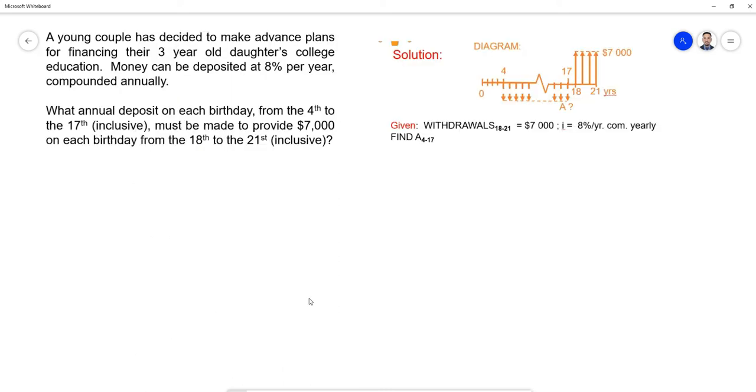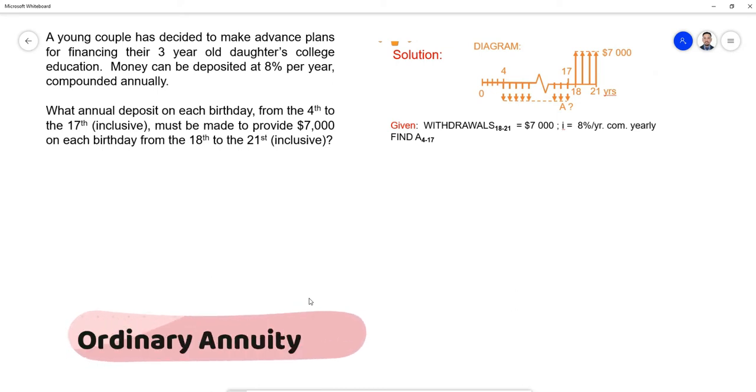Next problem, a young couple has decided to make advanced plans for financing their 3-year-old daughter's college education. Money can be deposited at 8% per year, compounded annually or yearly. What annual deposit on each birthday from the 4th to the 17th must be made to provide $7,000 on each birthday from the 18th to the 21st?